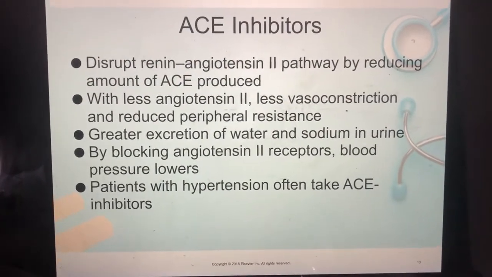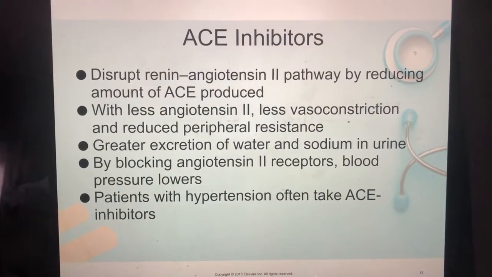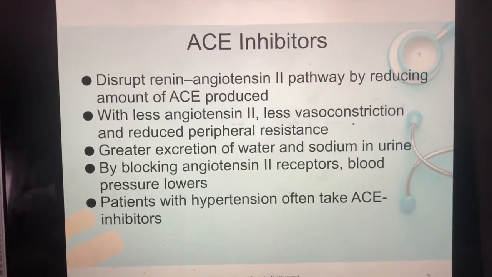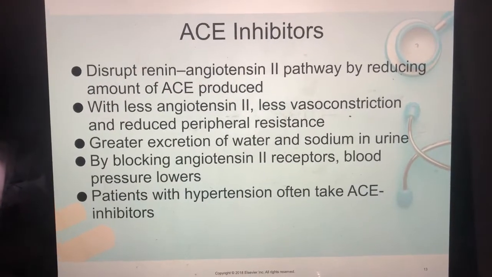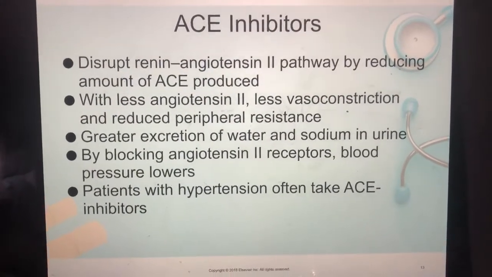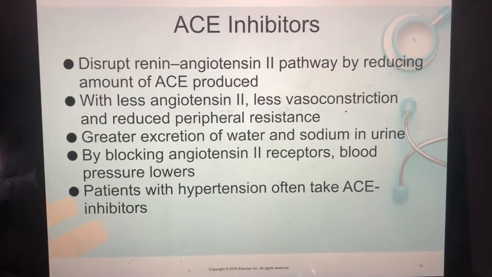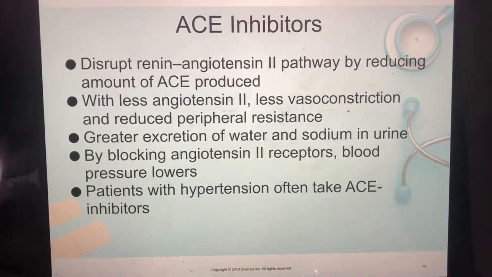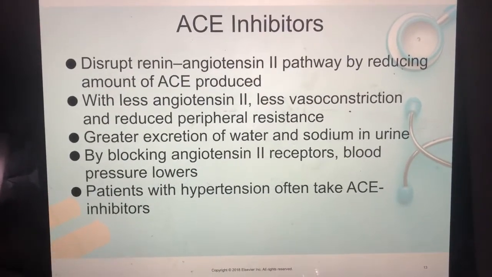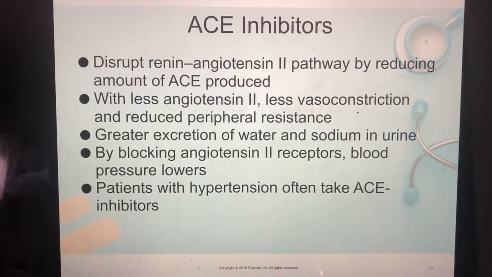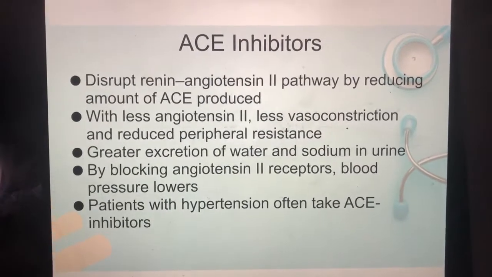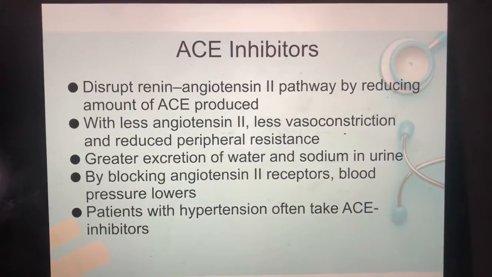Then we have our ACE inhibitors, which can actually alter the renin-angiotensin system. ACE is the angiotensin converting enzyme in the renin cycle. When you go from angiotensin I to angiotensin II, you need to have this angiotensin converting enzyme. So we can give our patients ACE inhibitors, which will decrease the amount of blood volume that our body is retaining. In a patient who maybe has hypertension, an ACE inhibitor will inhibit that renin-angiotensin pathway, thereby decreasing blood pressure and fluid volume. So you'll get a greater excretion of water and sodium in the urine.